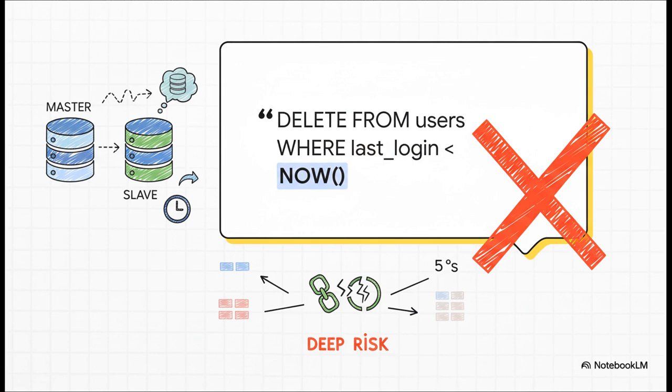So imagine the master runs this exact command. With statement-based replication, it literally just sends that text, that exact query, over to the slave. But think about it. What if the slave is lagging a bit and runs it, say, 5 seconds later? The NOW function is going to return a different time, which means it could delete a completely different set of users. And just like that, your data is corrupted. That's the huge risk with SBR. It uses commands that aren't deterministic.